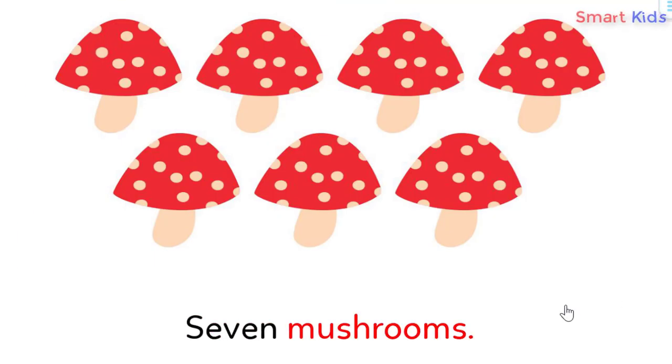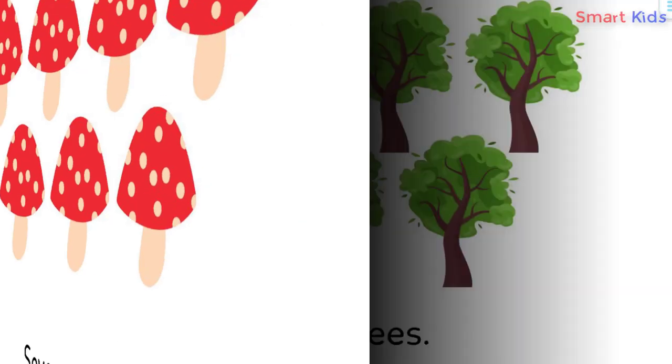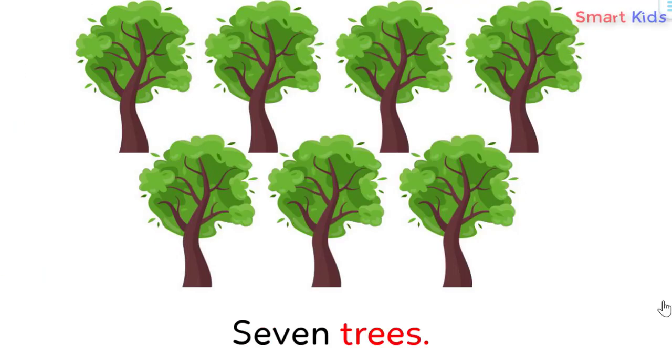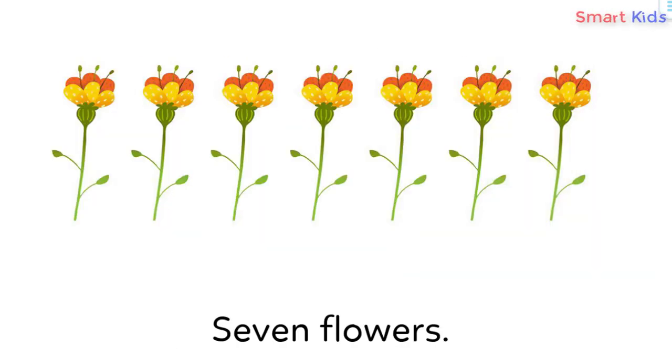7 mushrooms. Mushroom, mushroom, mushroom, mushroom, mushroom, mushroom, mushroom. 7 trees. Tree, tree, tree, tree, tree, tree, tree. 7 flowers. Flower, flower, flower, flower, flower, flower, flower.